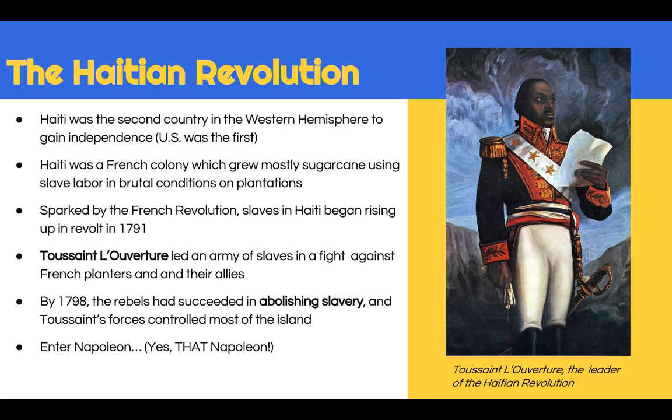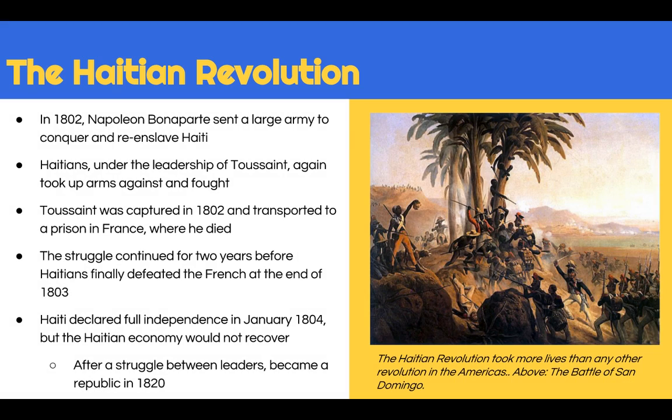But a few years later, in 1802, this guy named Napoleon is actually going to come back and cause some trouble in Haiti. In 1802, Napoleon Bonaparte sends a large army to reconquer and re-enslave Haiti. He's actually going to try to put these freed slaves back into slavery. But Haitians under Toussaint's leadership again take up arms and they fight against the French. Toussaint is captured in 1802 during this war, and he's transported to a prison in France, where he'll end up dying eventually.